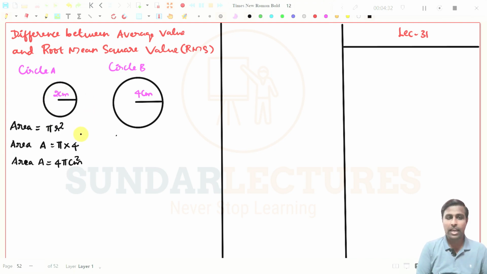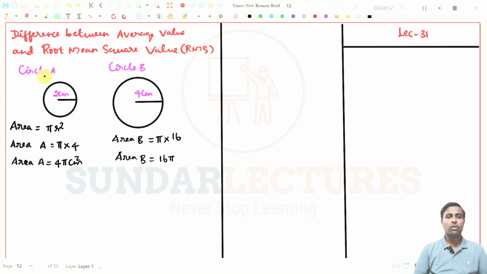And the area of circle B is pi into r square, which here is 4 square, that comes to be 16. So area B will be equal to 16 pi. So now we know the area of circle A and circle B. So we try to get the average area now.